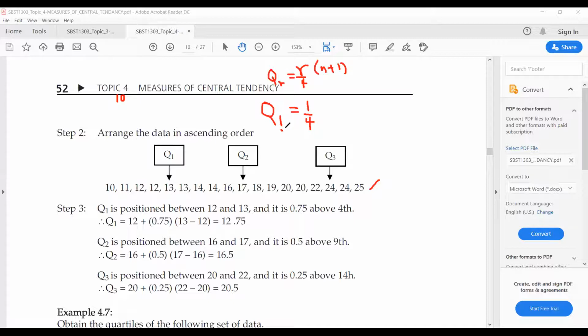Since R is 1 here, R becomes 1 in the formula. And then our N is, let's count: 1, 2, 3, 4, 5, 6, 7, 8, 9, 10, 11, 12, 13, 14, 15, 16, 17, 18. So our observations are 18. Plus 1. Let me be double sure. This is 4, this is 4, this is 4, this is 4, and then this 2, so 18 in all. So that will be 19 divided by 4. Can somebody find that for me? 19 divided by 4, which will give us what?